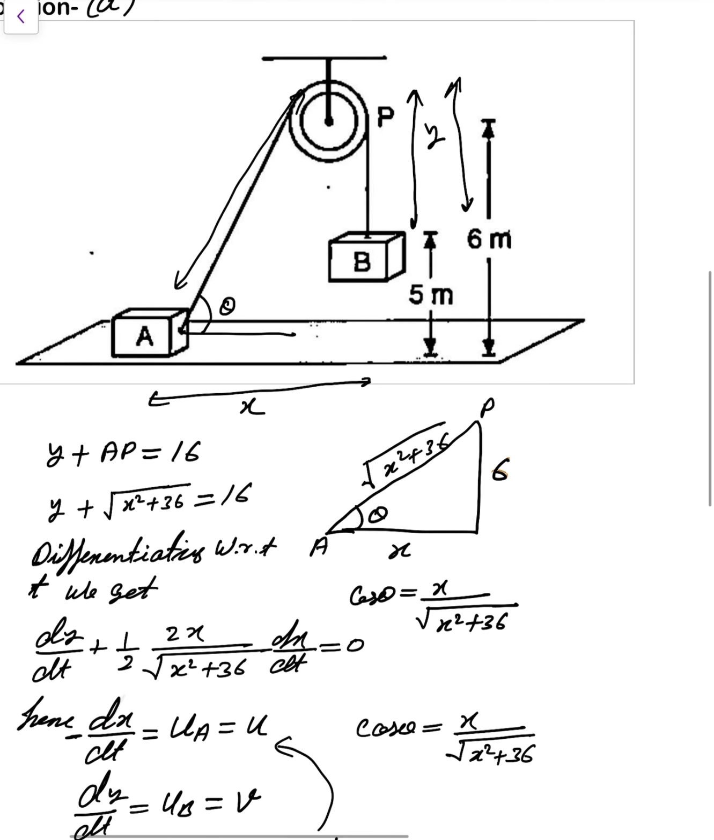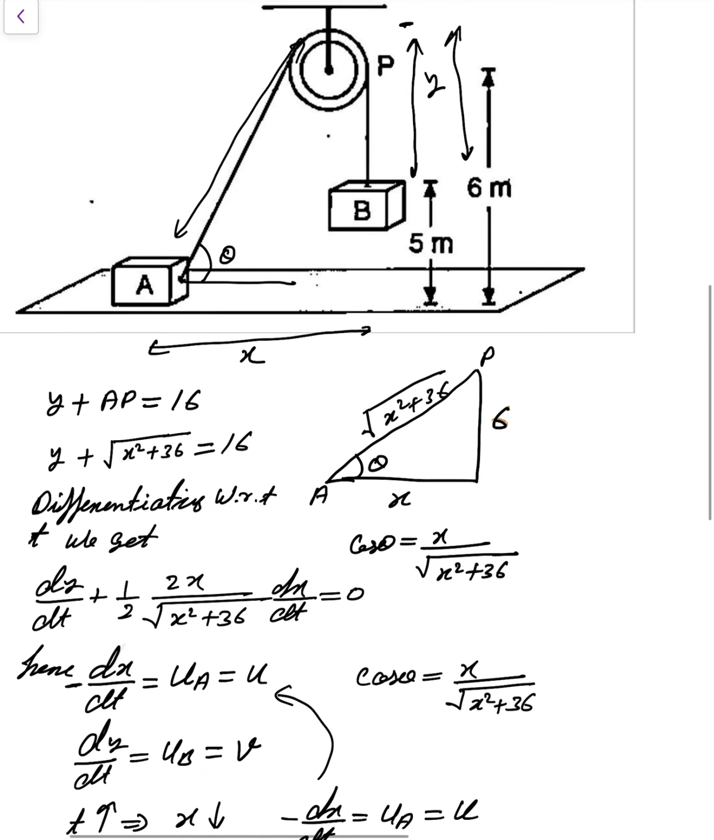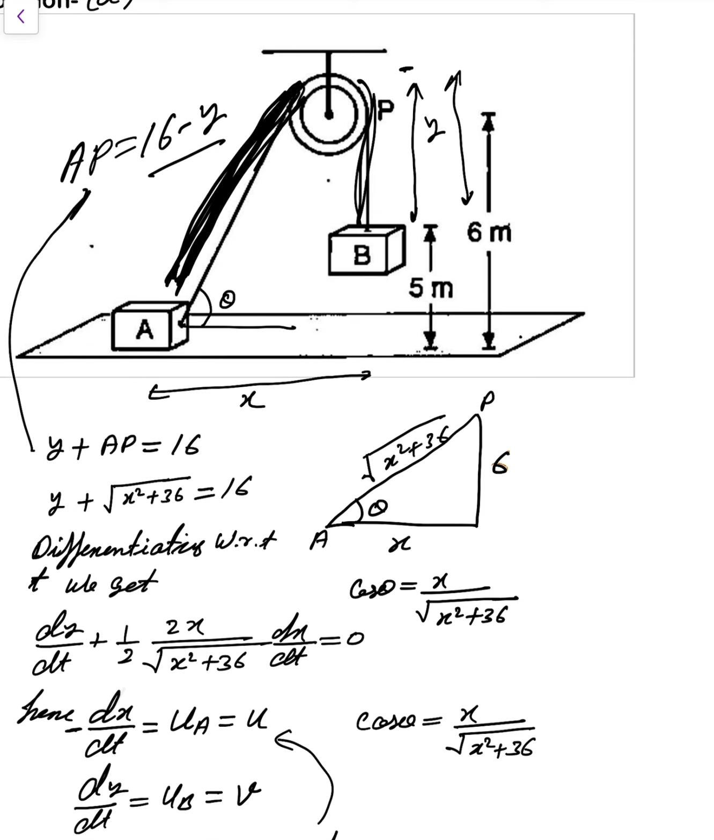Clear or not? Okay, y starts from 0 to y equals 6. Then what about AP? Basically, our motto is to determine that distance, that value and that value. AP is equal to 16 minus y from this equation. So if B block strikes the floor, then y is equal to 6. Then 16 minus 6, that is 10. AP is 10. Clear or not?